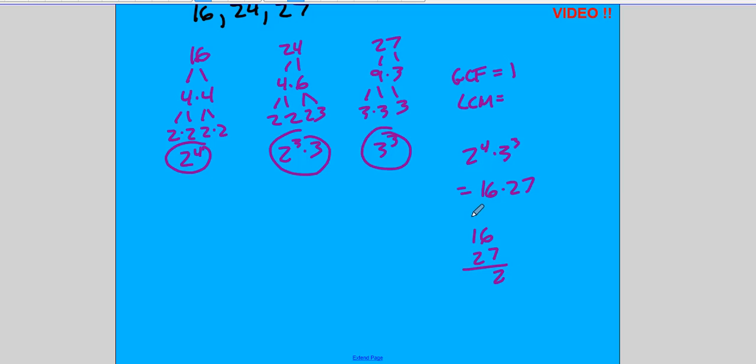So that's 42, carry a 4, 1 times 7, 7 plus 4 is 11. Add a placeholder 0, 6 times 2 is 12, carry a 1, 1 times 2 is 2, plus 1 is 3. So we get 432 as our least common multiple. That would be a hard number to find using just the method of listing the factors. That would take quite a bit of paper and time. Okay, so there's our answers there.